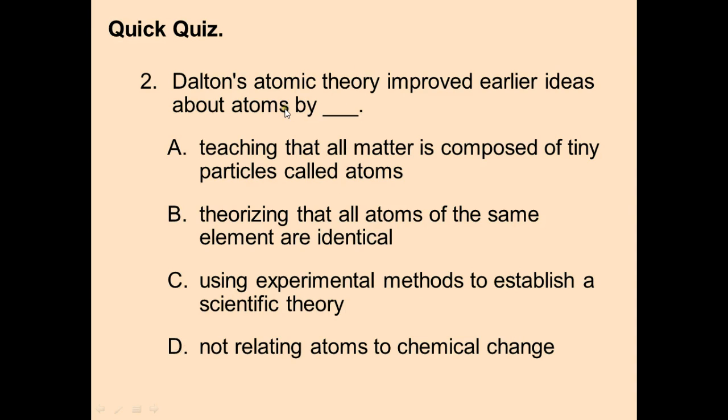So, go back to the question. Dalton's atomic theory improved earlier ideas by... So, how did he improve it? If you recall from the last unit, to perform science, you have to perform experiments and observations. And so the only answer that explains how he did it was C, because he used experimental methods. He used the scientific method and observations to establish a scientific theory. These two tell what he actually accomplished by his theories, and this one just doesn't even make sense at all.